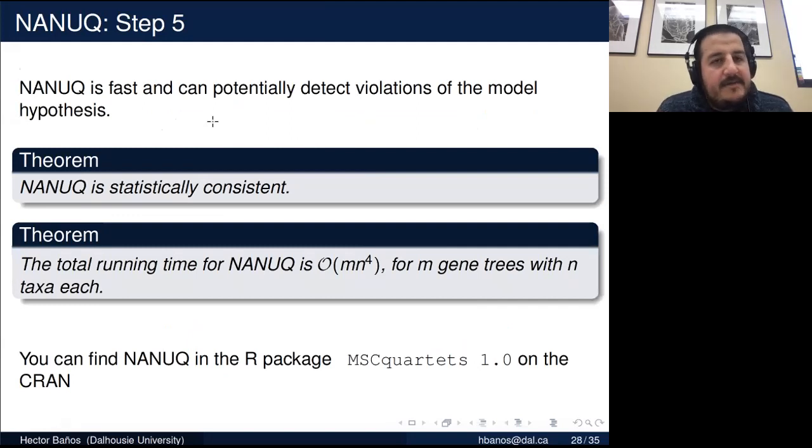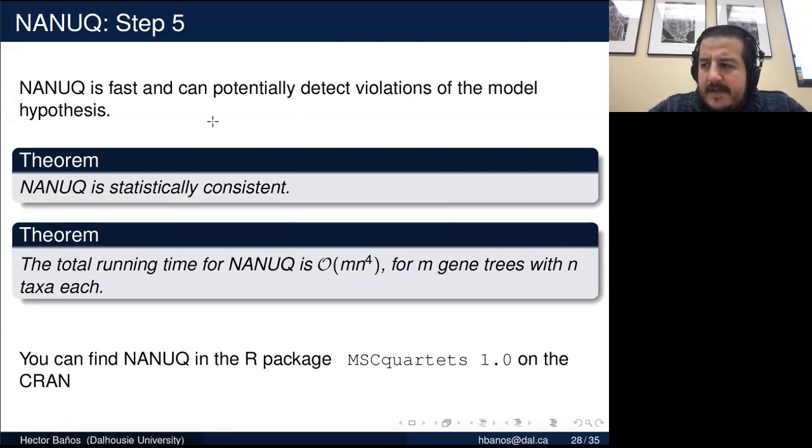One advantage of NANUQ is that it's fast and can potentially detect violations of the model hypothesis. And we think this is really important because there are methods that, no matter what you feed them, will give you an answer, and that answer could be just coming from a bunch of noise. One can show that NANUQ is statistically consistent. The running time of NANUQ is m times n to the 4th for m gene trees with n taxa each, which makes it fast. The Bayesian approaches have a lot of trouble converging for a few species and so on.